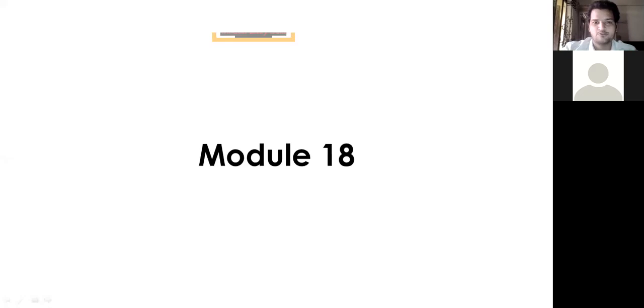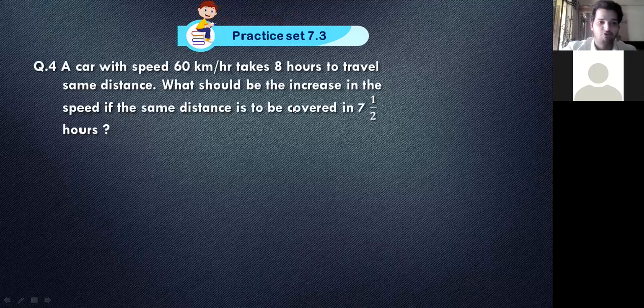Fantastic. So let us proceed with module number 18. Now when you have module number 18, we are going to solve the question from practice set number 7.3. Then the question is question number 4. A car with the speed of 60 kilometers per hour takes 8 hours to travel same distance. What should be the increase in the speed if the same distance is to be covered in 7.5 hours?